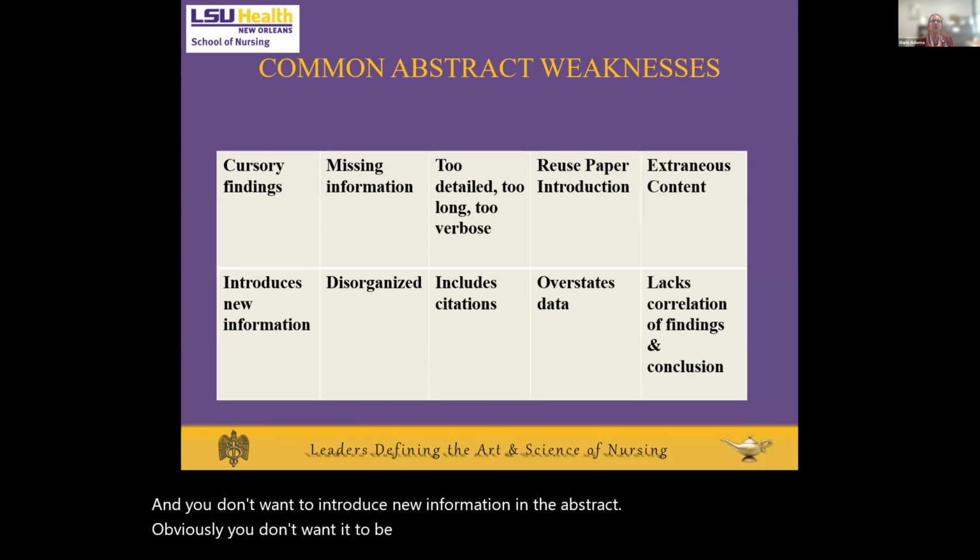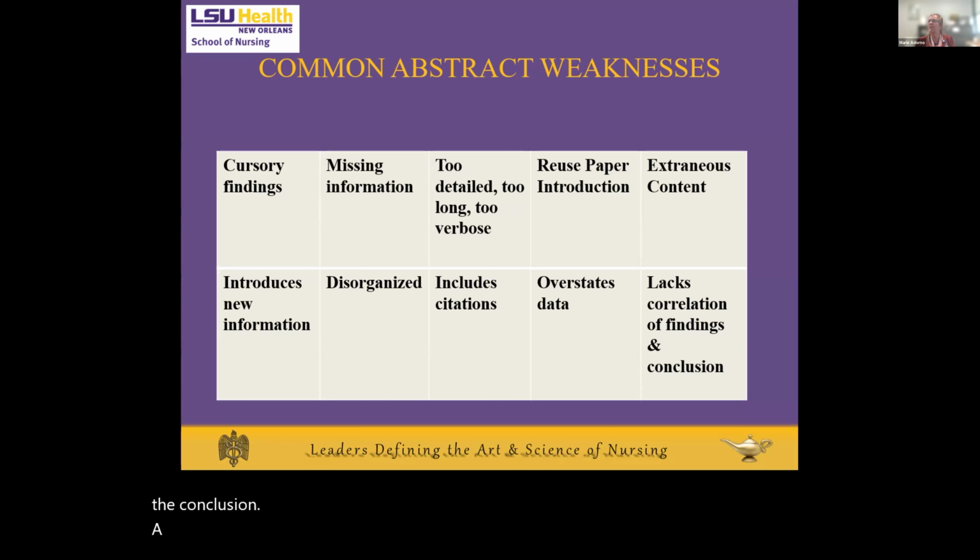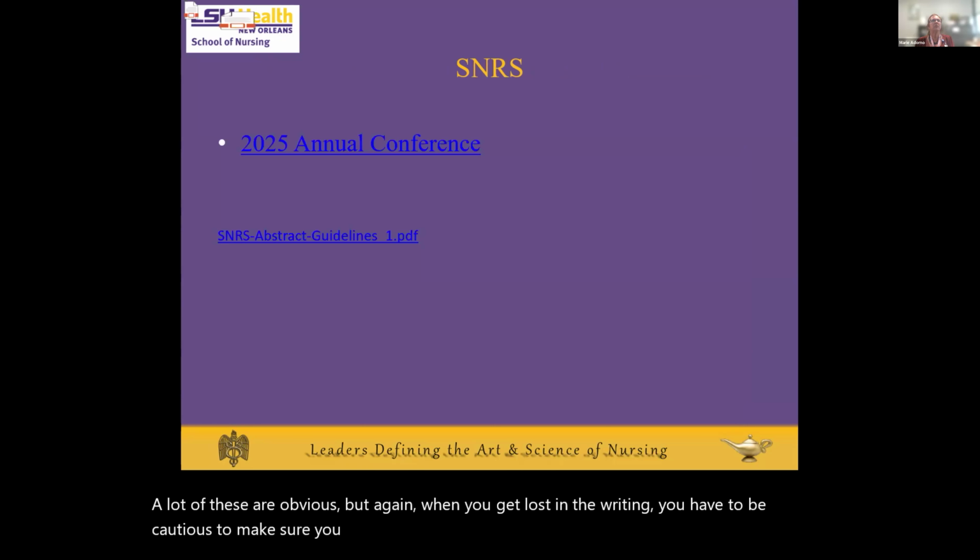You don't want it to include citations, and you don't want to overstate the data, and you don't want to lack correlations of findings with the conclusion. A lot of these are obvious, but again, when you get lost in the writing, you have to be cautious to make sure you don't do any of those.